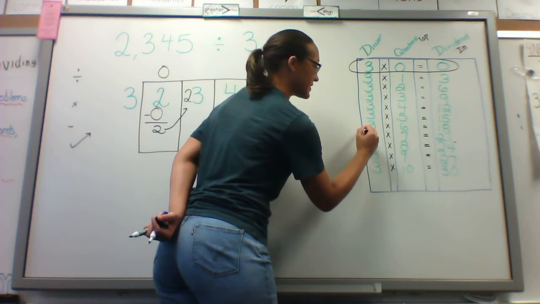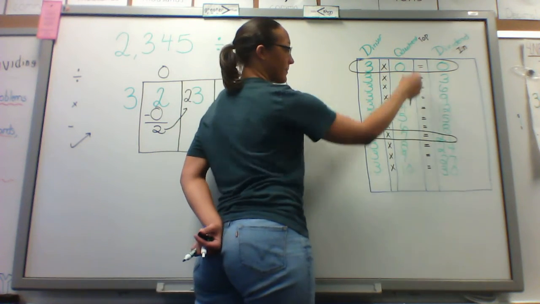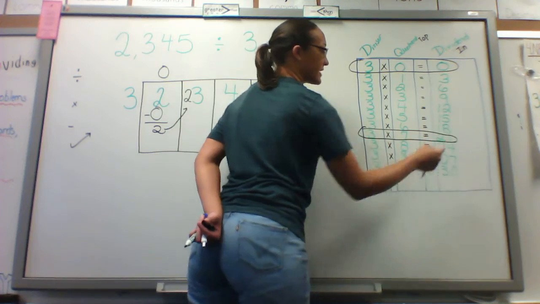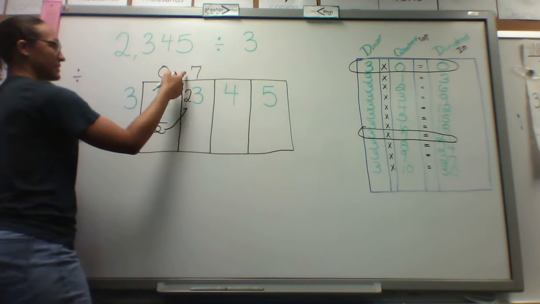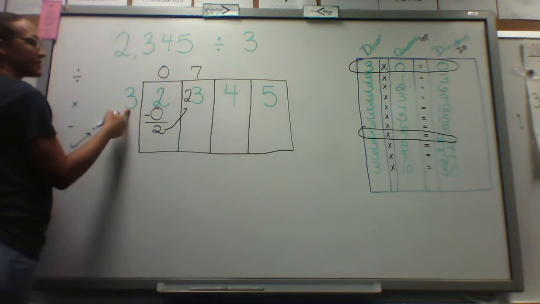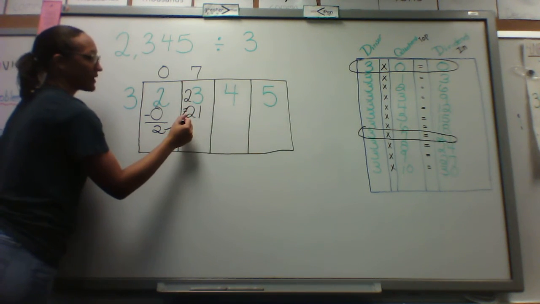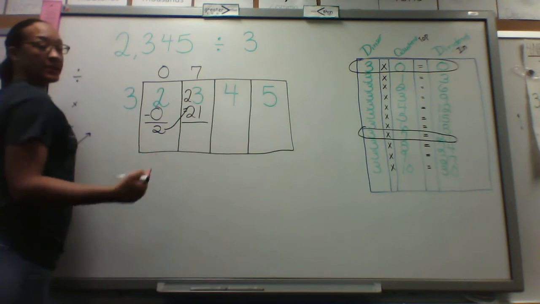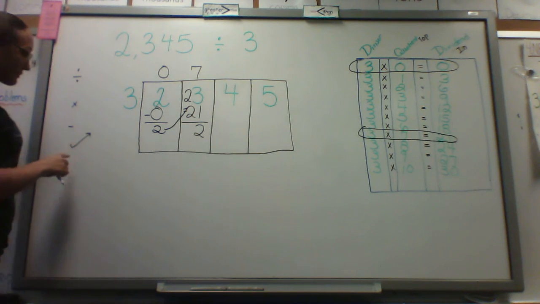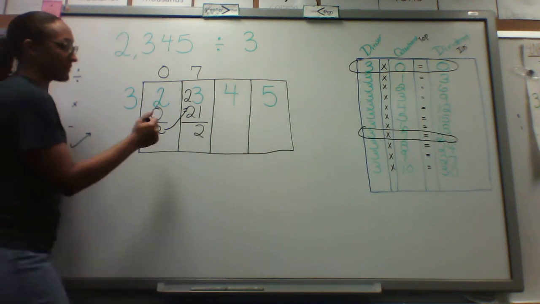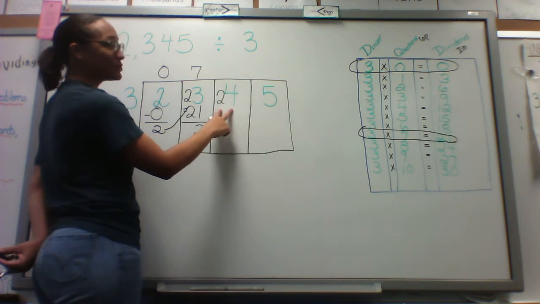So let's circle our times table. I know which one's going on top, and I know which one's going on the inside. What number is going on top? 7. So after I divide, I got to multiply. 7 times 3 is 21. Subtract. 3 minus 1 is 2. And 2 minus 2 is 0. So after I subtract, now guess what I have to do? Bring it over. Now I don't have 4, now I have 24.